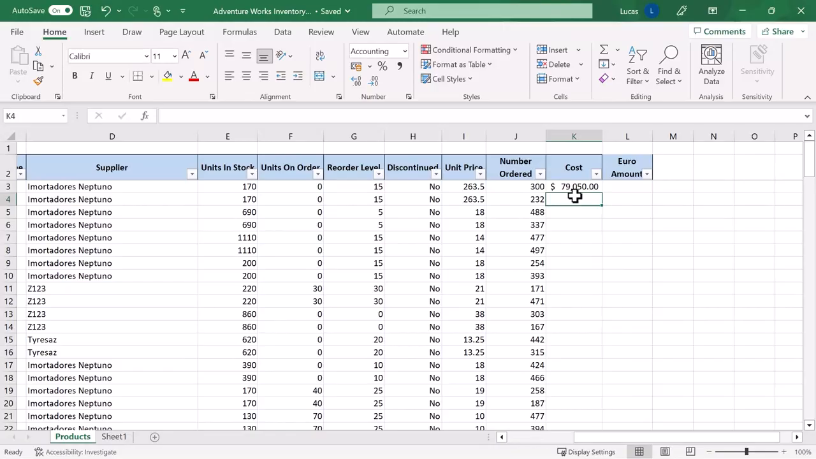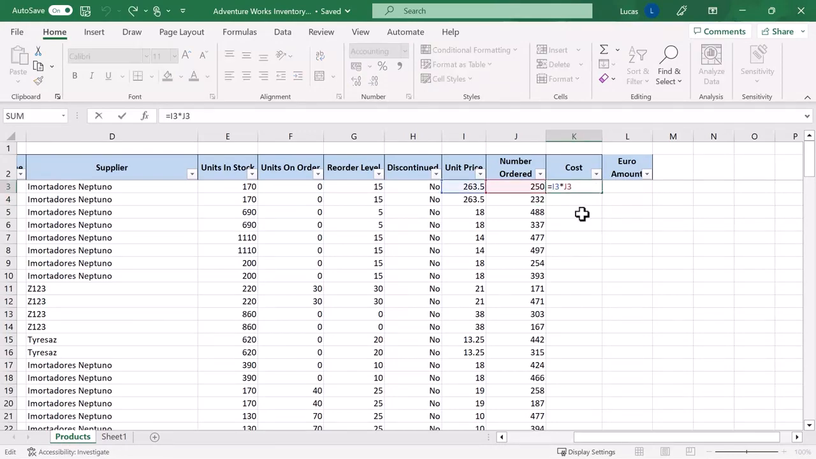AdventureWorks decide to make a change to its order. It wants to reduce the number of units that it ordered by 250. So how can AdventureWorks update the formula with this new information? Amend the figure in J3 and press Enter. This causes the formula in K3 to recalculate and generate a new result of $65,875.